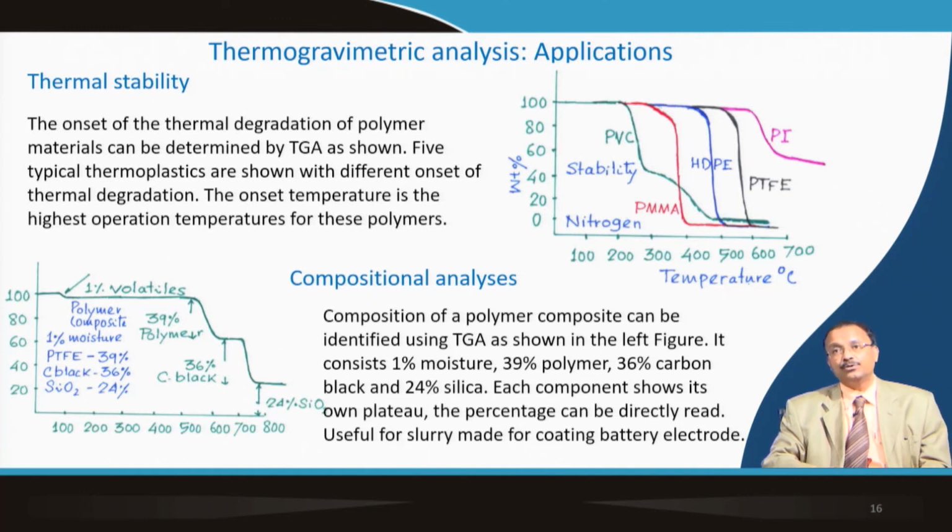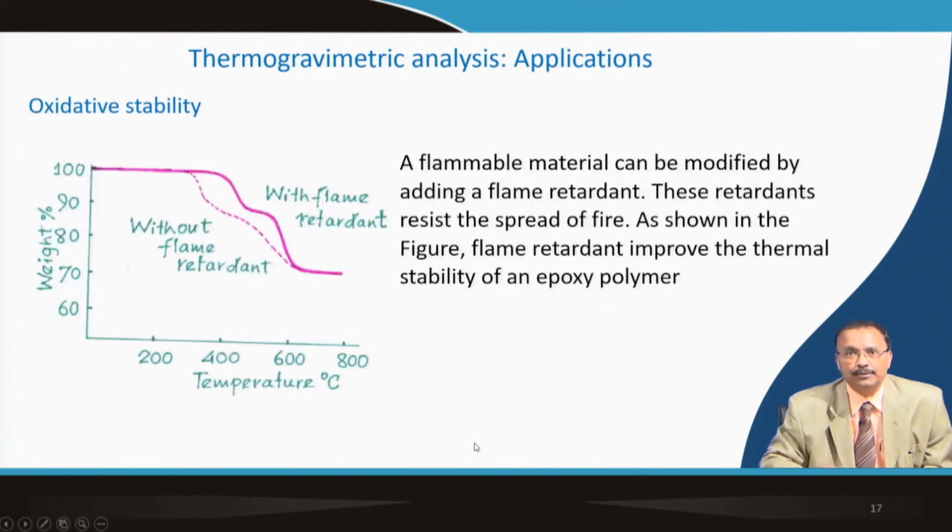So, this is very useful for slurry preparation, for example, for rechargeable batteries, we prepare the slurry to coat the electrode material on current collectors. So, the composition of the slurry can be identified by thermogravimetric analysis.